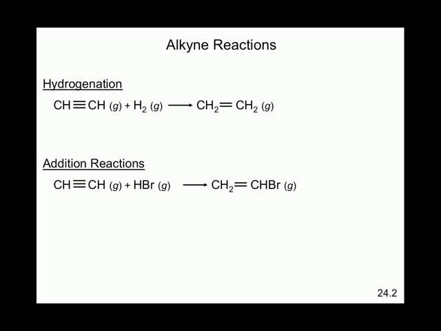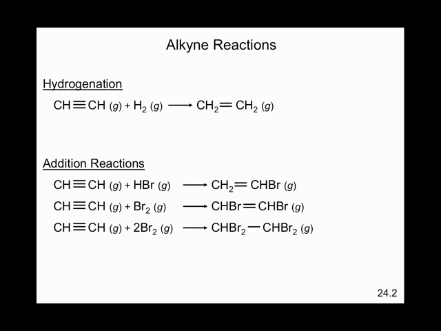So here we have addition reactions where we're not adding hydrogen now, but we're adding other things besides hydrogen. So here we're reacting HBr with it. Here we're adding two bromine atoms. And here we're adding more bromine atoms. So you notice we can go from the triple bond to the double and also then to the single bonds.